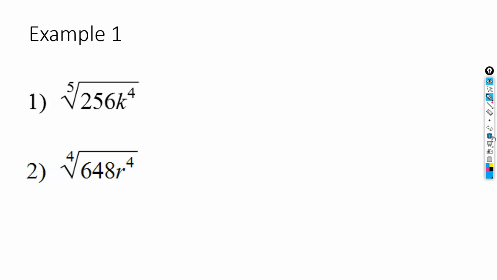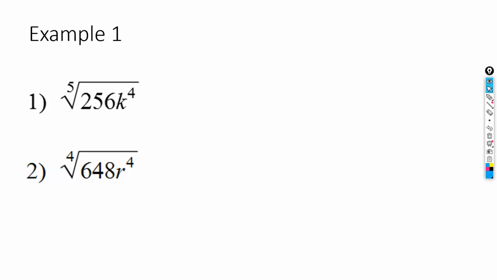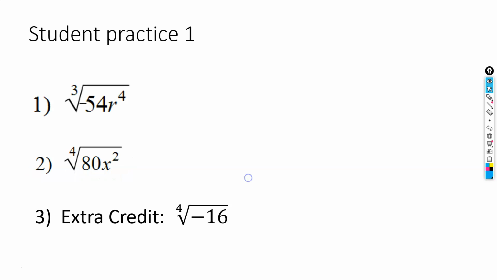It just depends on the roots and the radicand, and the way you can answer that is by looking back at this last slide that we had. After you do that, you just go ahead and break it down, take out the pairs, and then make sure your answer fits what you predicted it should have, and you're good to go. So let's go ahead and give it a try here. Student practice number 1. Go ahead and work on these 3 problems.